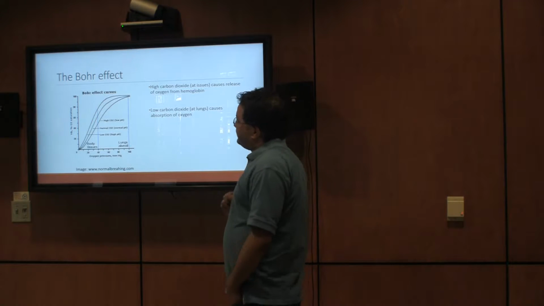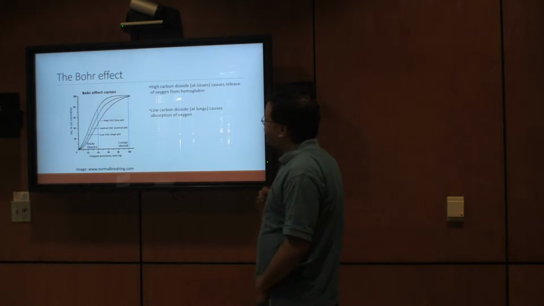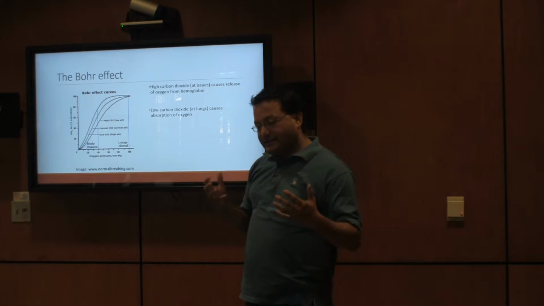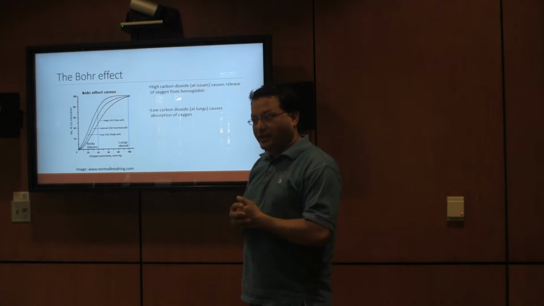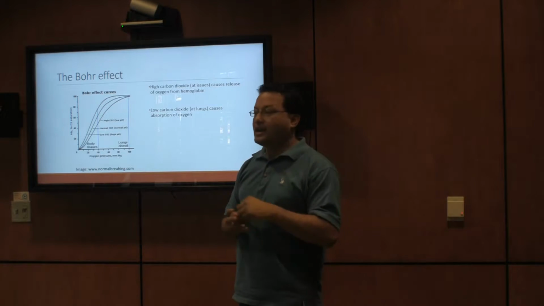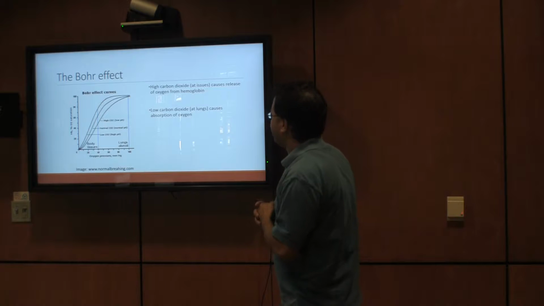Okay, now comes the Bohr effect. What happens in the Bohr effect? Imagine our body is not uniform in the sense that the levels of oxygen and carbon dioxide are different in different parts of the body. In the lungs, we have more oxygen and less carbon dioxide. In the peripheral tissue, we have more carbon dioxide and less oxygen.